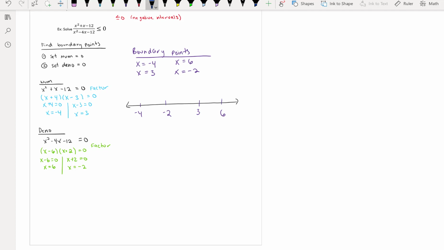Trying to figure out what color I want. Okay, over here. So let's pick a number that lives over here. Let's say x is equal to -5. That means I'm going to plug -5 into my original equation. So I'm going to have (-5) squared plus -5 minus 12 all over (-5) squared minus 4 times -5 minus 12. So what I'm doing is letting x equal -5 in my original equation.